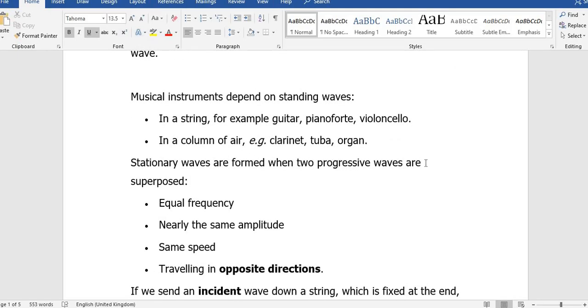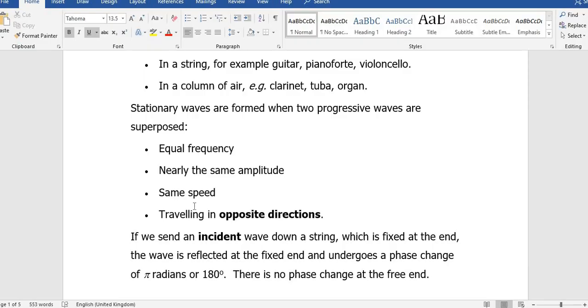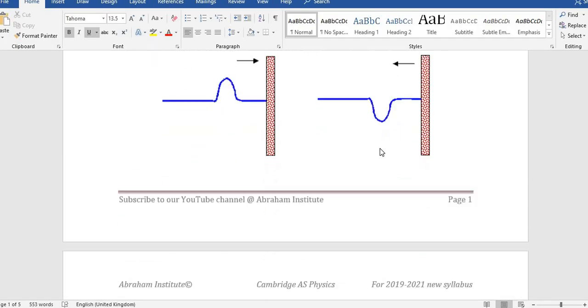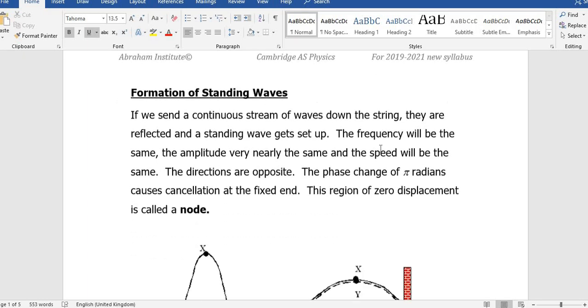Stationary waves are formed when two progressive waves are superposed. So this is what is needed to form a stationary wave: equal frequency, nearly the same amplitude, same speed. So if the frequency and the speed are same, then according to V equals F lambda, the wavelength will also be the same. So they are actually identical waves, and they have to be traveling in opposite directions. So here, if it's a hard surface, this is what will happen. Again, you saw the video, the animation.